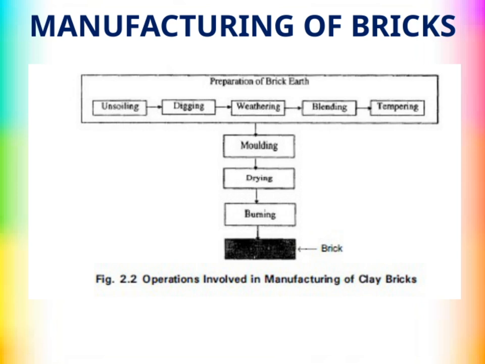After shaping, the bricks undergo a drying process to remove excess moisture. This step is crucial to prevent cracking during firing. Next comes the firing process, where bricks are baked in kilns at high temperatures, typically between 900 to 1,000 degrees Celsius. This firing hardens the bricks, giving them durability and strength.